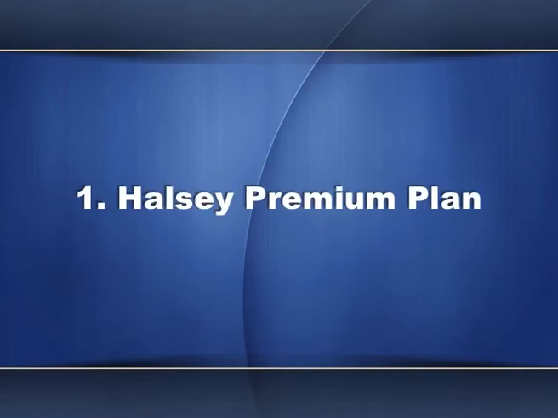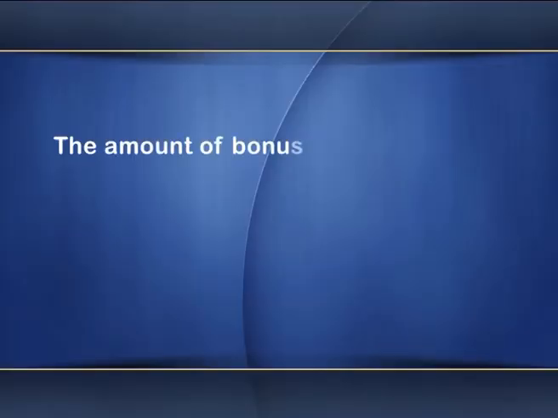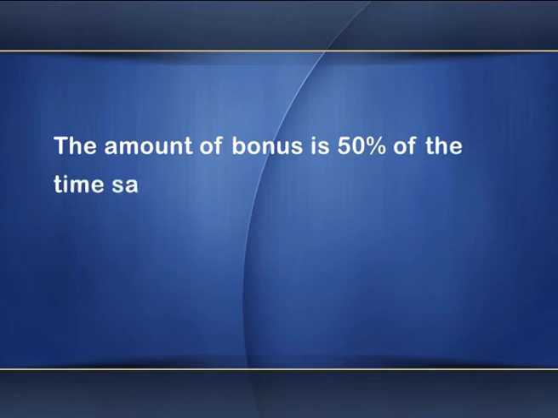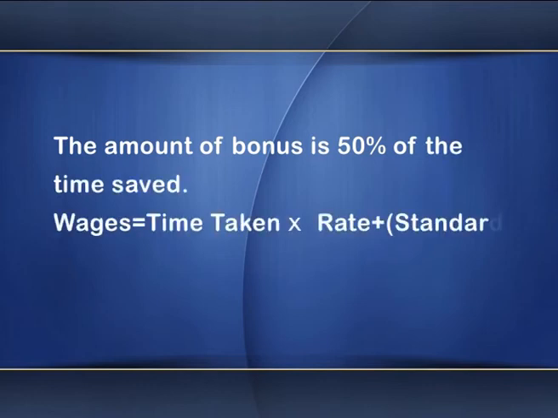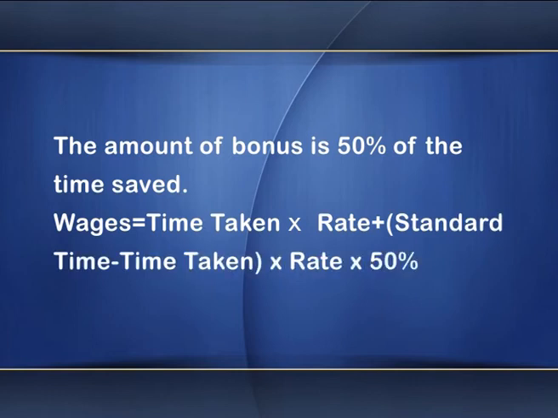1. The Halsey Premium Plan. Under this plan, minimum time wage is guaranteed to all workers. Standard time to perform a particular job is fixed, and if the worker finishes his job in less than the standard time, he is given a bonus. The amount of bonus is 50% of the time saved. Wages is equal to time taken into rate plus standard time minus the time taken into rate into 50%.